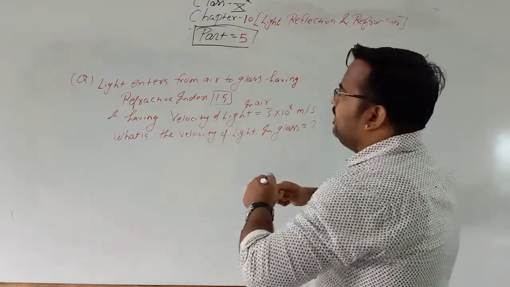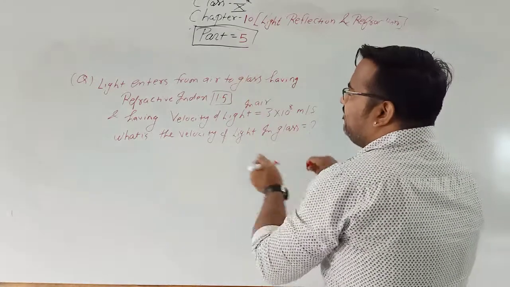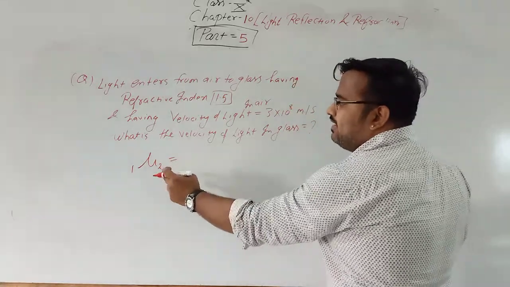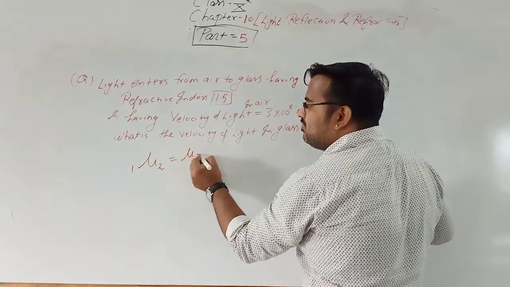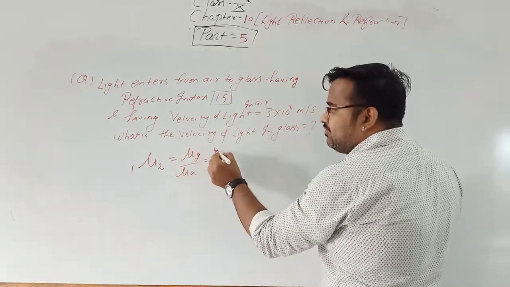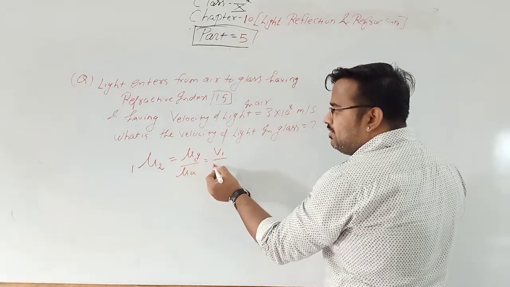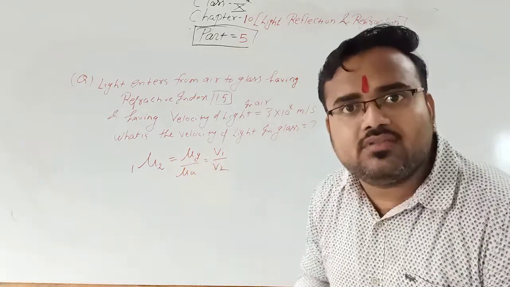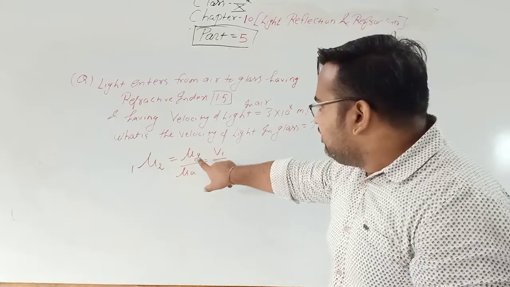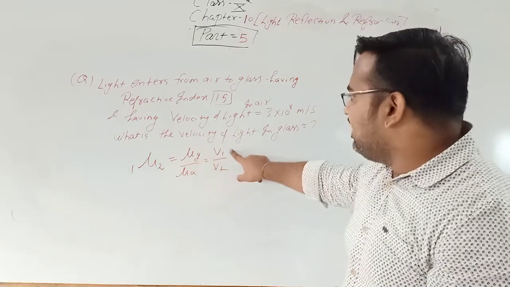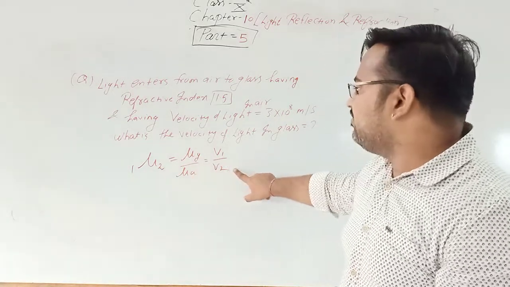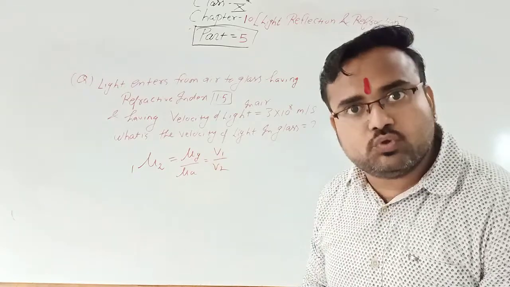Okay, now see, light enters from air to glass, so we have the refractive index of the second medium with respect to the first medium. We can write the expression of refractive index of glass and refractive index of air. This is the second medium, so here the velocity of first medium, and here the velocity of second medium. Why? Because the refractive index is inversely proportional to the velocity of light. This is the glass, that is the second medium, so we have taken the velocity of first medium. This is the refractive index of first medium, so we have taken the velocity of second medium, because these two are inversely proportional to each other.